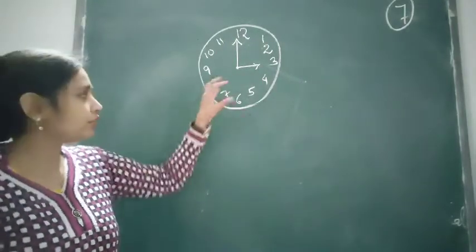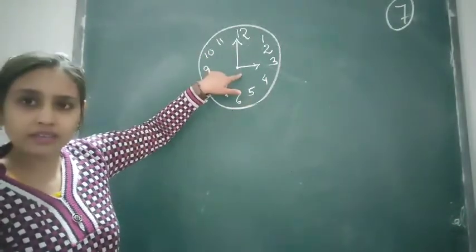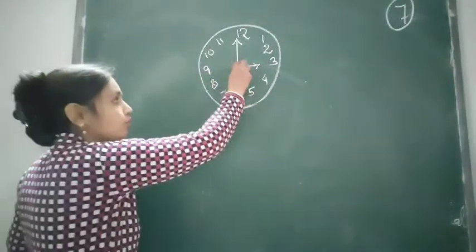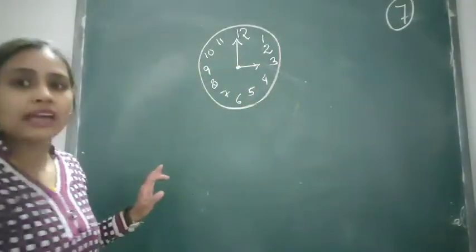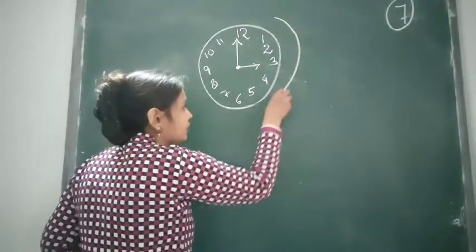We all know about this clock. This clock has a minute hand and an hour hand, right? They both move. They both move through a fixed point. Yes, and the movement of the clock is in this direction.